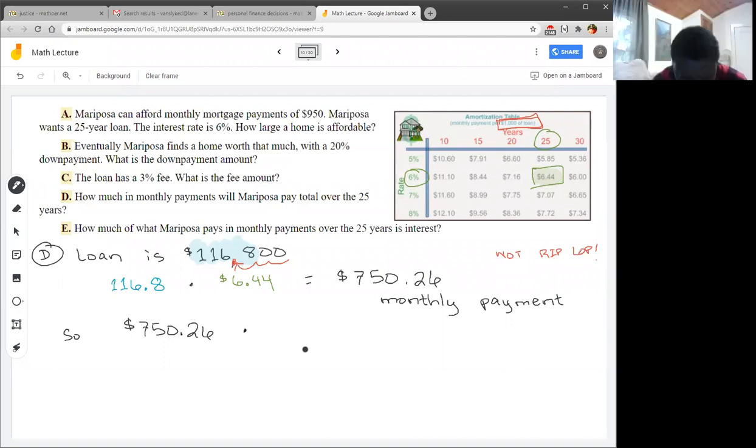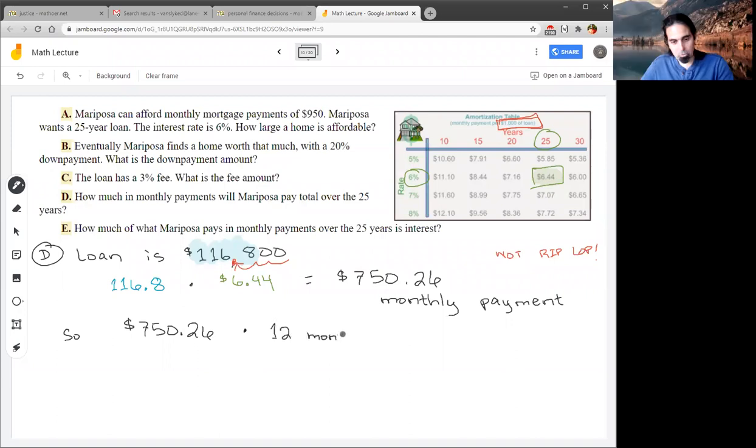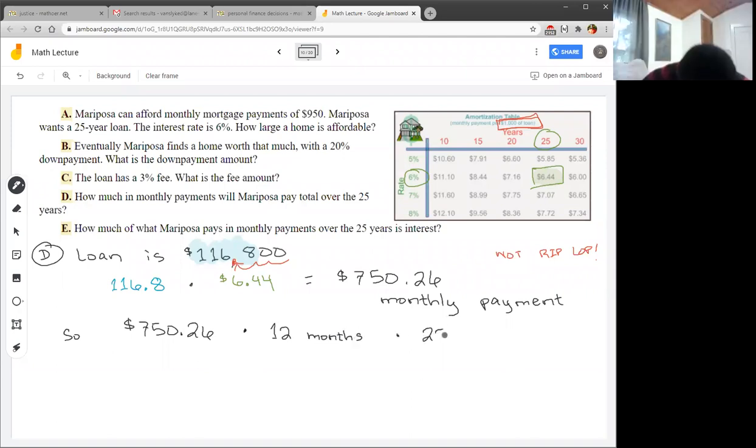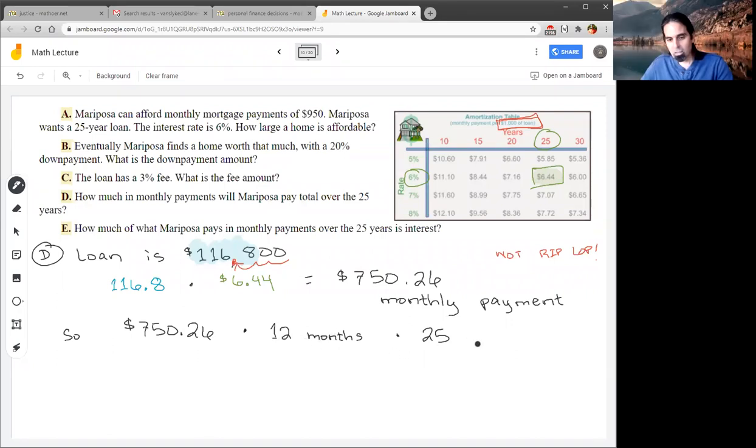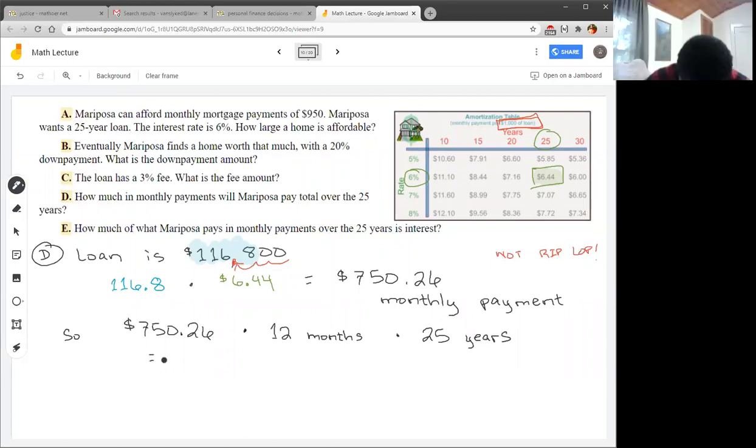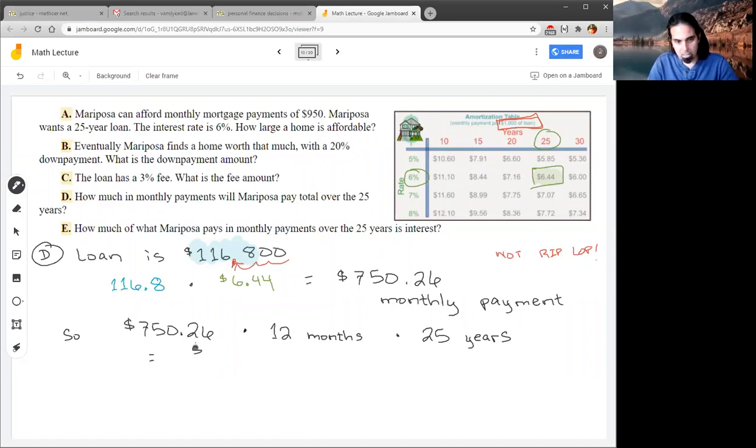Was it wrong to do like 750.26 times 12 and then times 25, or is that completely wrong? Oh, that is perfect. Okay. Every year she writes 12 checks, and then she does that 25 times. So then it would be 225,078. Correct.